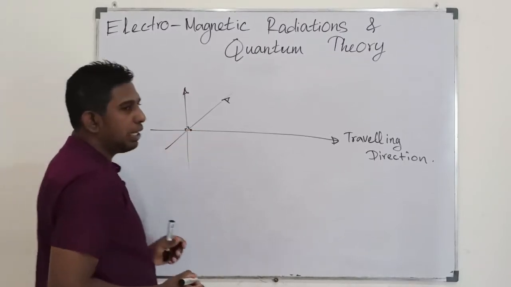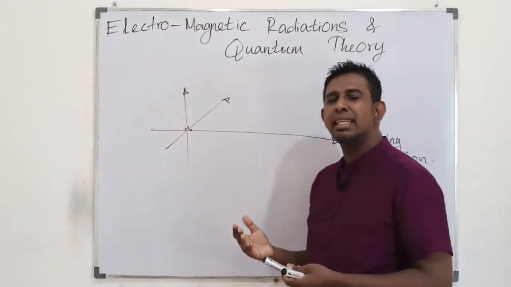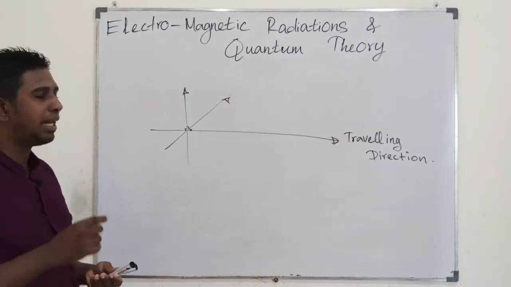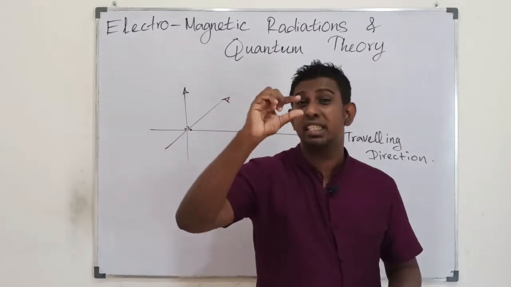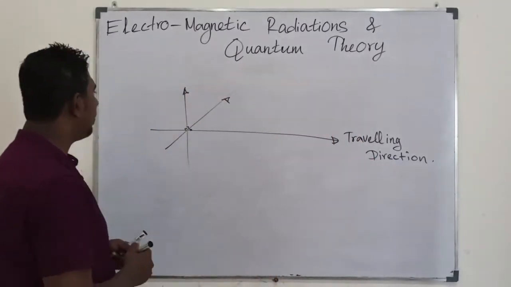So they are perpendicular to each other. Okay, so then one is the electric field, the other is the magnetic field, but they are oscillating. Oscillating means changing their field strength as well as the phase. So let me show that.